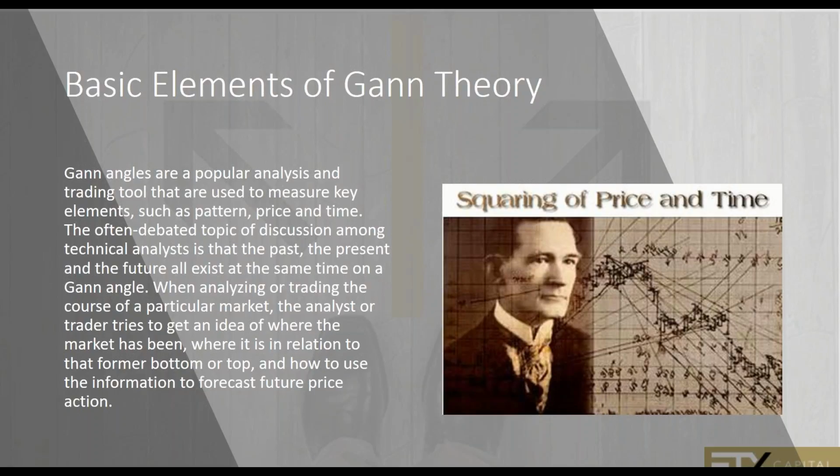Now, Gann angles are a popular analysis and trading tool that are used to measure key elements such as pattern, price, and time. And this is where it gets confusing because it measures time. The often debated topic of discussion among technical analysts is that the past, the present, and the future all exist at the same time on a Gann angle. Doesn't that sound like something from Star Trek?